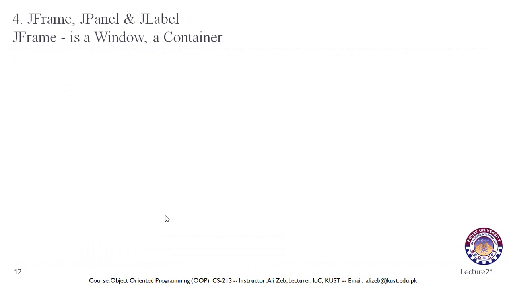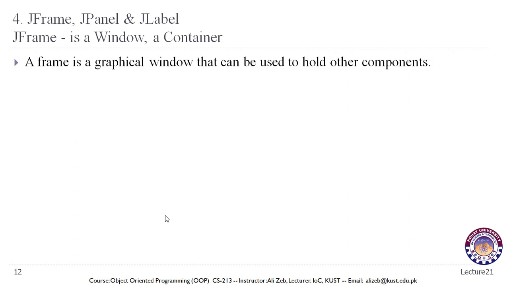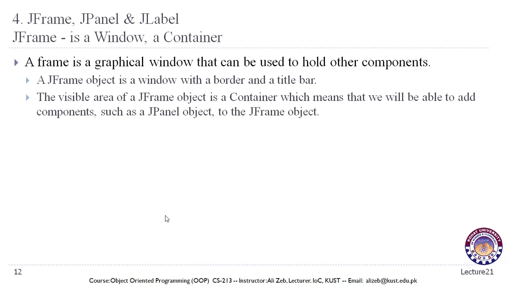Another important class is the JFrame class. JFrame class is one of the most important classes that we'll be working with while we are working with the GUI components. JFrame is a window. It is a container that we can use to add other components to. A frame is a graphical window that can be used to hold other components. A JFrame object is a window with a border and a title bar. The visible area of a JFrame object is a container, which means that we will be able to add components such as a JPanel object to the JFrame object.